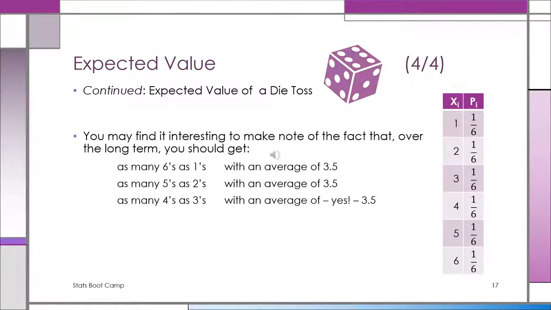And here you can see the logic. If you keep doing this over and over again, tossing that die, you'll get as many 1s as 6s. That averages out to 3.5. As many 2s as 5s, so that averages out to 3.5. You'll have as many 3s as 4s, and that averages out to 3.5. And that's logically why the expected value when you toss a die is 3.5.